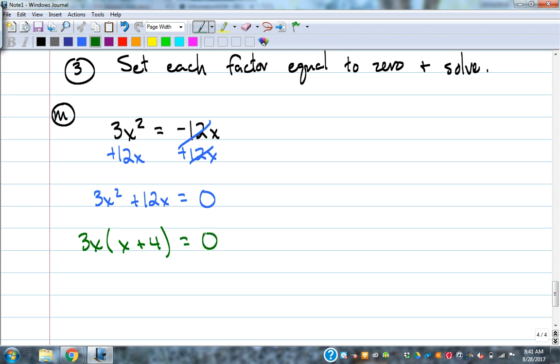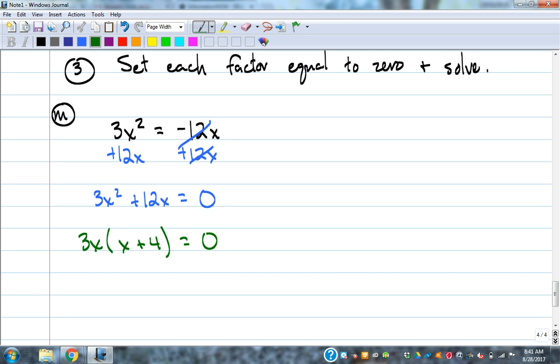3x is what they have in common. We pull a 3x out to the front, get x plus 4. This is the same problem from example A. Once we get here, where we got it equal to zero, the factoring part's the same thing we did in example A. I used the exact same problem.